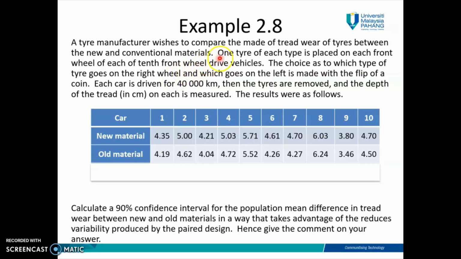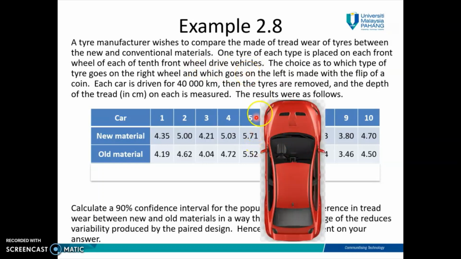Okay, this is how they do it. One tire of each type is placed on each front wheel of each of 10 front wheel drive vehicles. So basically there are 10, let's just imagine that they chose 10 identical cars, okay? Something like this. So what they do is they put one tire at each front wheel.